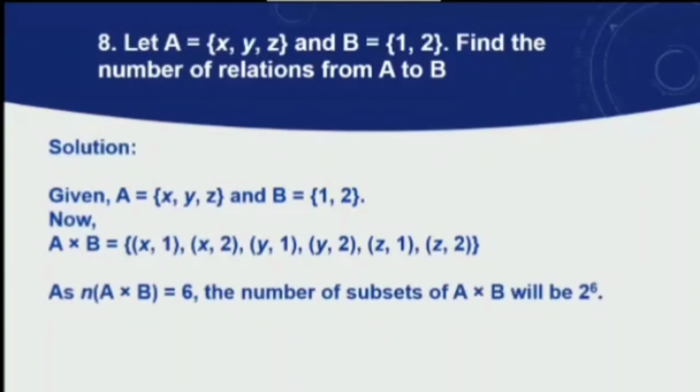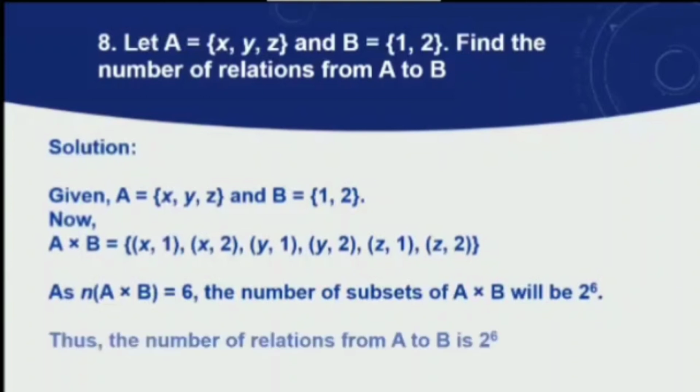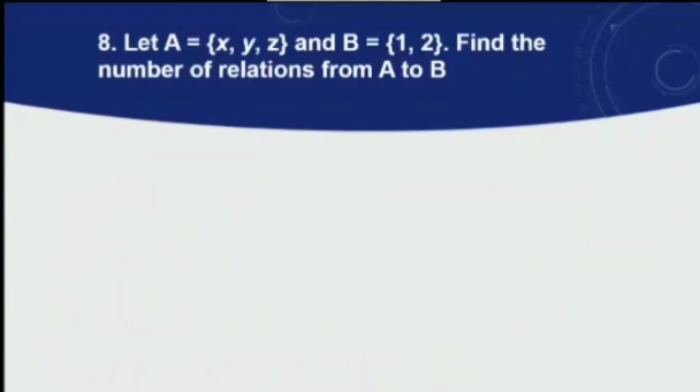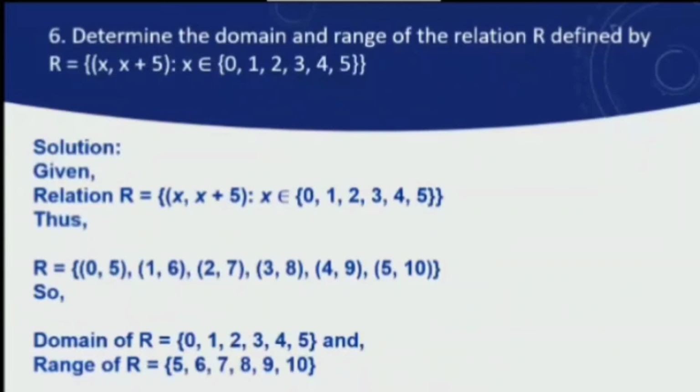Now, in the Cartesian product, what are you getting? The total elements are 6. So the number of subsets of A cross B will be 2 to the power 6. In a relation, how many subsets are possible? 2 to the power 6. The number of relations is 2 to the power 6. That only I want to tell you. In the previous points, you just remember this point.